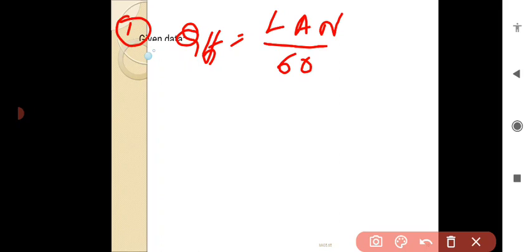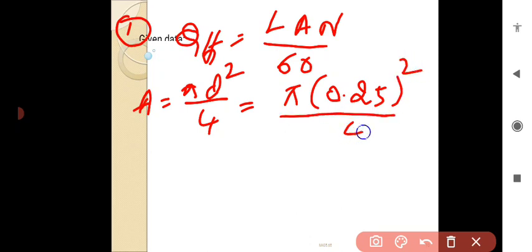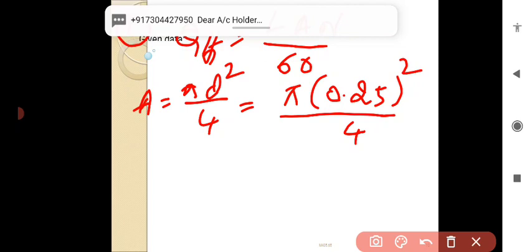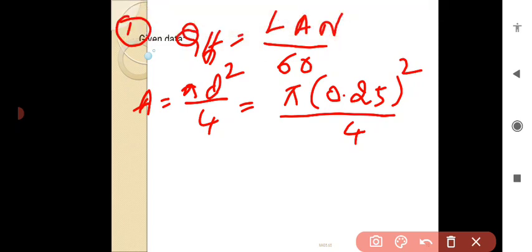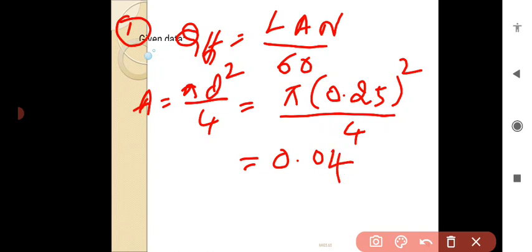Area of the plunger, A is equal to pi d square by 4, that is equal to pi into diameter, 0.25, square by 4. If you calculate it, you will get 0.049 meter square. This is the area of the plunger.